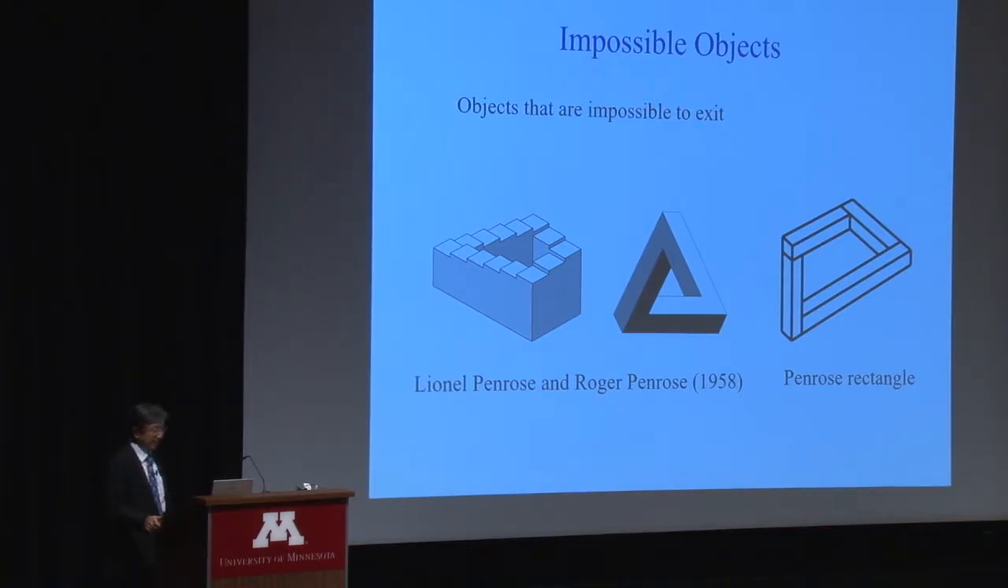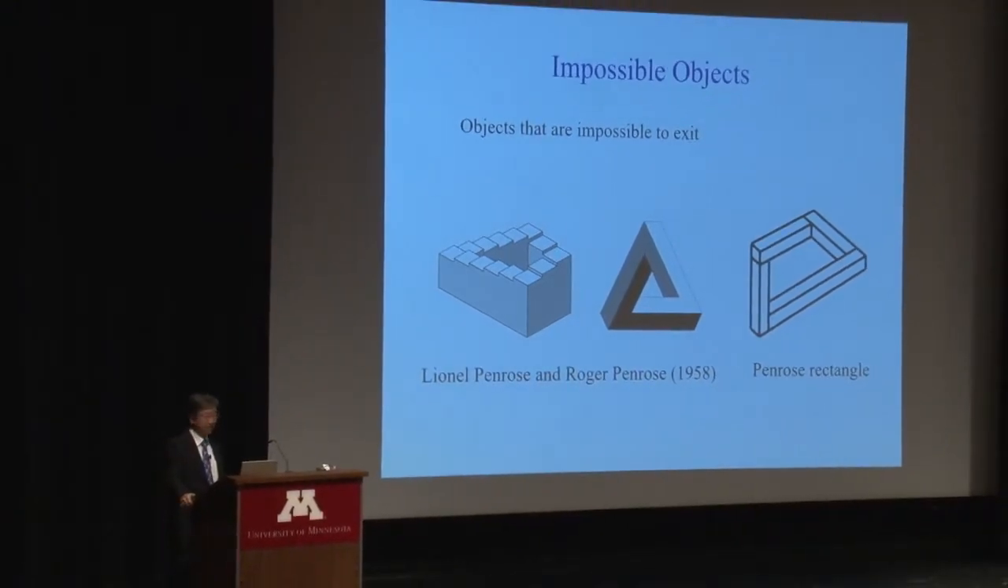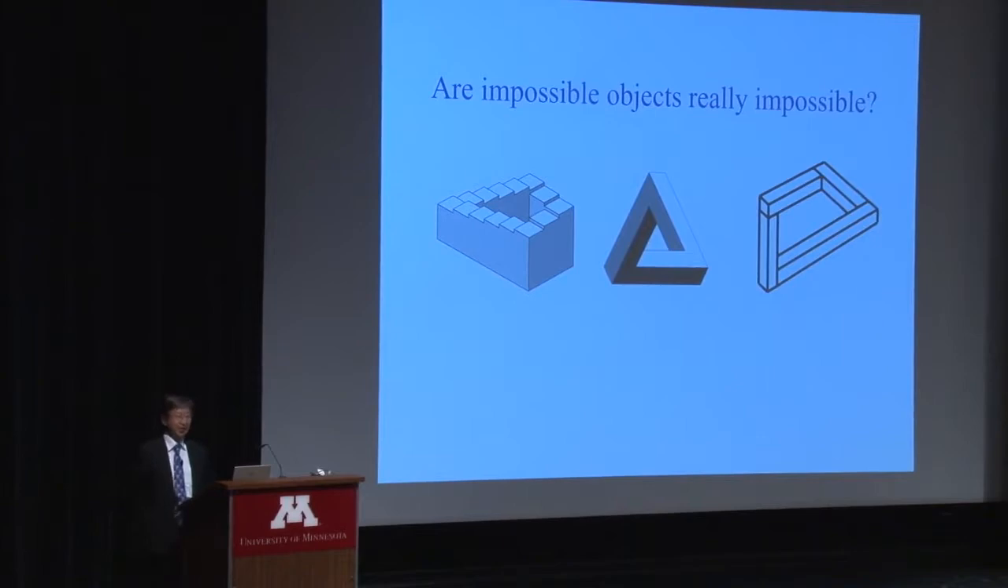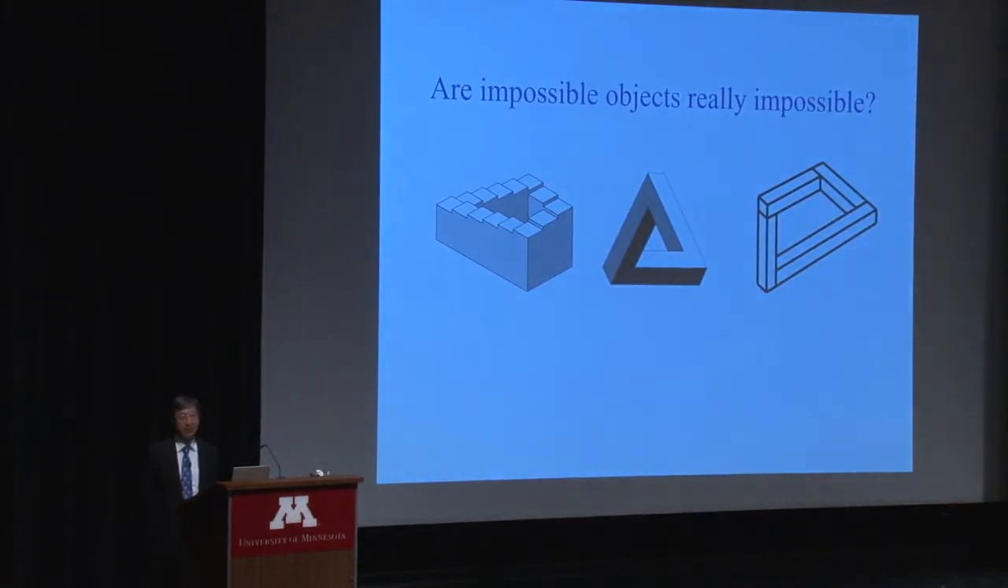The left one depicts the cyclic structure of steps. If we go up along the stairs, we eventually come back to the start point, which is impossible. The central picture is composed of three straight rods connected to form a triangle. But the triangle is twisted, and it also appears to be impossible. These two figures were first proposed by the British scientist Lionel Penrose and his son Roger Penrose. The right one is one I drew myself, but it's similar to the Penrose triangle, and so let me call it the Penrose rectangle.